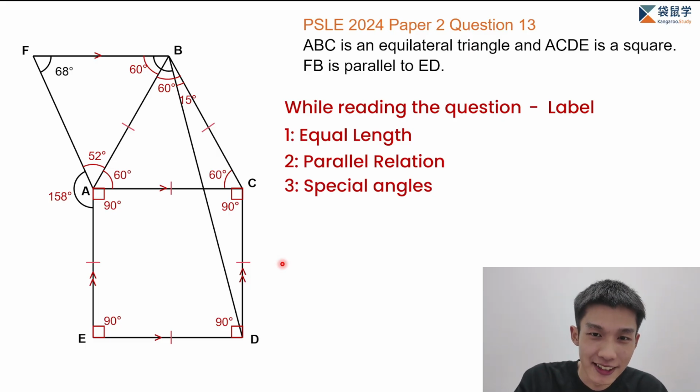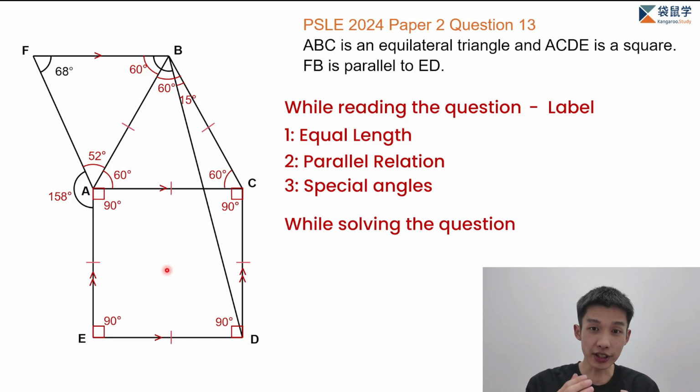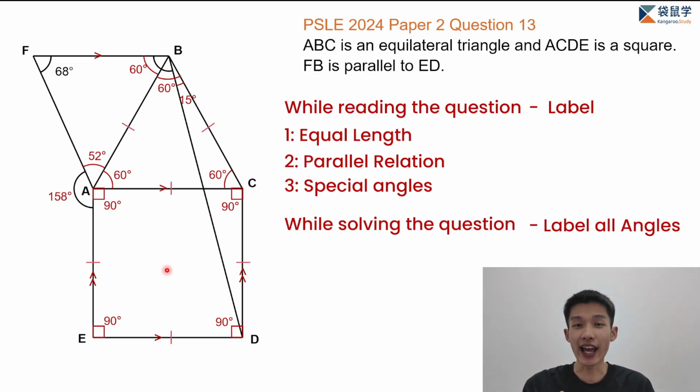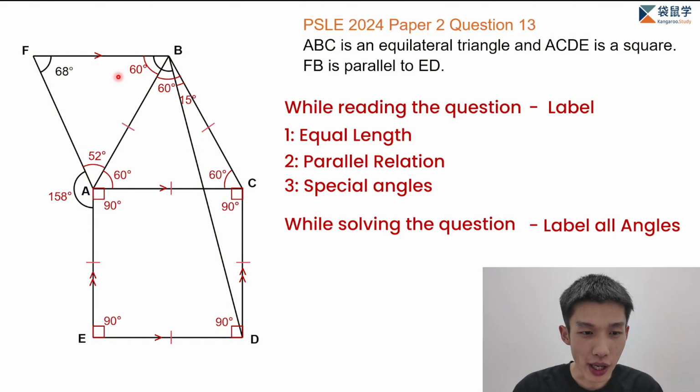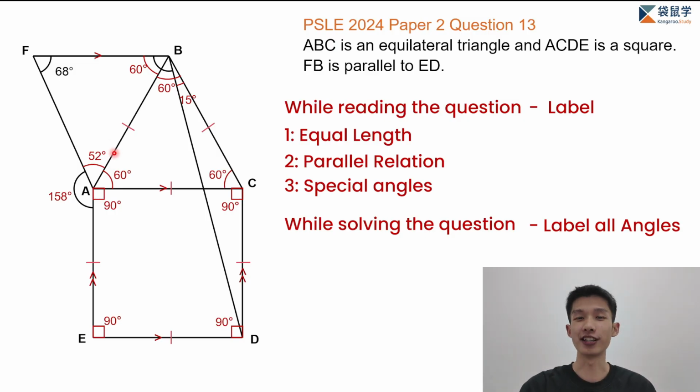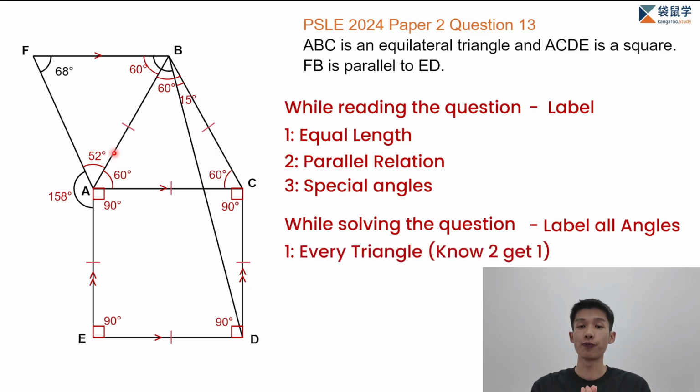But not just that. While solving the questions, we also need to label. For example, label every angle that we find. But how can we get all these angles? What kind of relations can we get? First of all, very important: if we know two angles from one triangle, can we find the third one? Yes, of course. The information we use is the interior angles sum to 180. So for every triangle, know 2 get 1. Always remember.